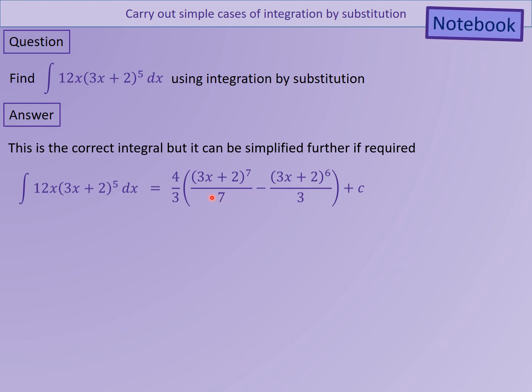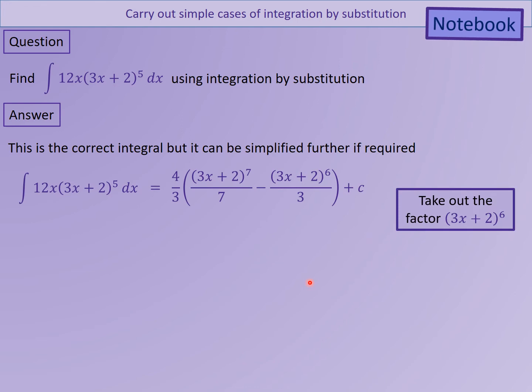If I look at these two and think, what can I pull out as a factor? I notice that 3x plus 2 is common in both. In fact, more than one lot of 3x plus 2 is common in both. There are 6 lots common in both. I can pull out 6 lots from there and 6 lots from there. From a fraction point of view, I'm thinking of a common factor of both a 7th and a 3rd. The only answer I'd think of there is 21, because I can just multiply them together.